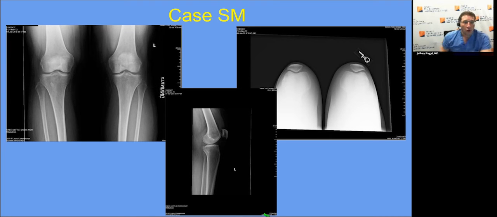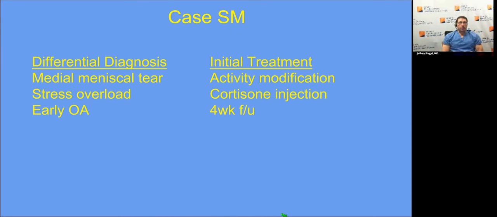Before we got to the differential, her x-rays looked pretty good. She had a standing AP view that, really despite her BMI, looked pretty normal. Patellofemoral joint looked good, lateral view all looked normal. So her differential diagnosis included a medial meniscal tear. I was concerned about stress overload with the walking program that she was doing a lot of. And again, with her BMI being elevated, I was concerned that there might be more osteoarthritis in the joint than I was appreciating on x-ray.